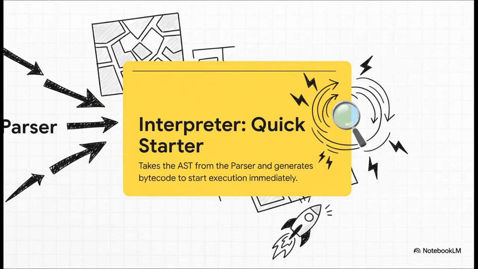Once the parser gives the thumbs up, that map goes straight to the interpreter. This is the enthusiastic new hire in the office who just wants to get the job started now. It takes that AST, turns it into a more machine-friendly code called bytecode, and starts running it immediately. This is what ensures your program starts up with zero delay.